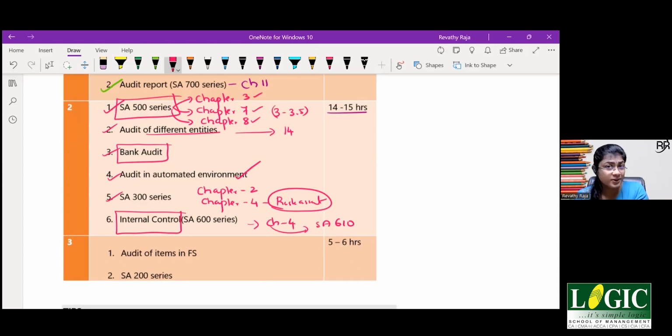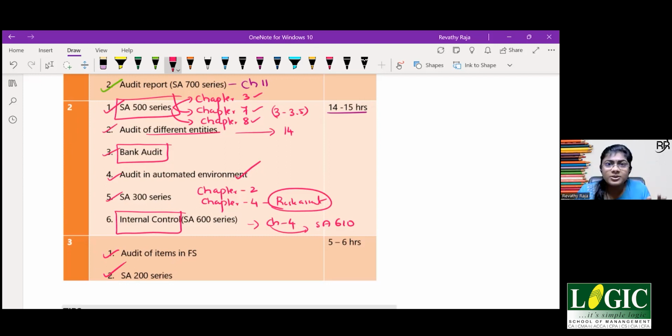Important topics have been covered. Now have sleep, proper sleep, and the next day morning, what is pending for us? It is these two topics. Audit of items in FS.